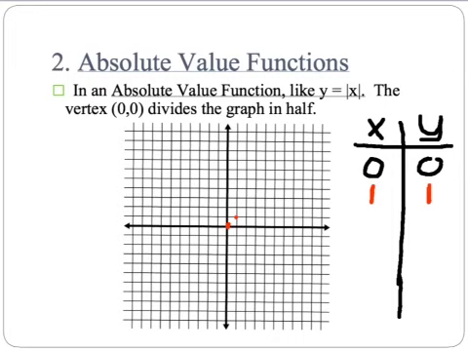Let's try maybe the absolute value of positive 5. Well, that would be right here. Oh, sorry, because the absolute value of 5 is 5. So we sub in a 5, we get a 5. So the point would be (5, 5).